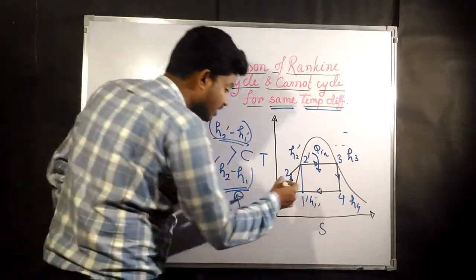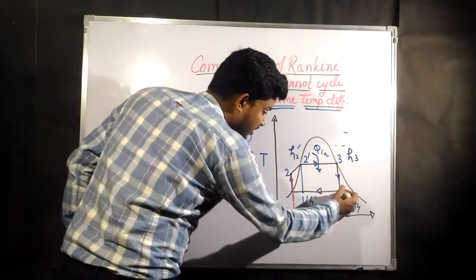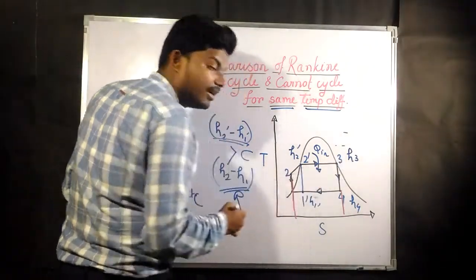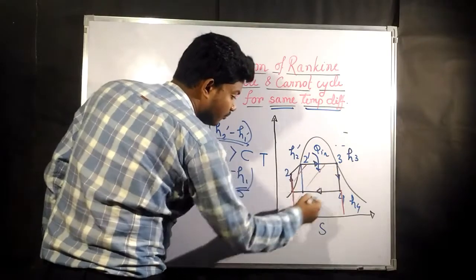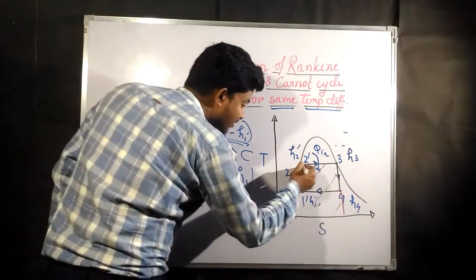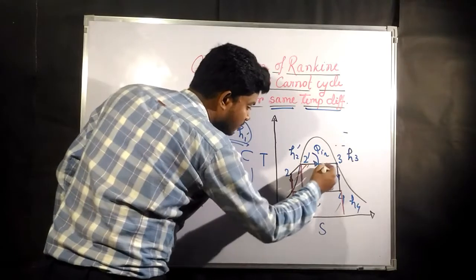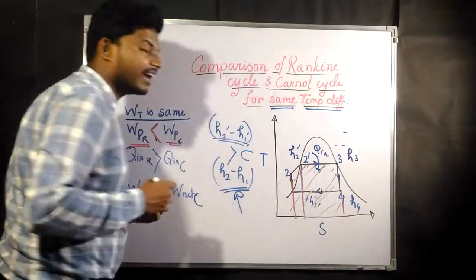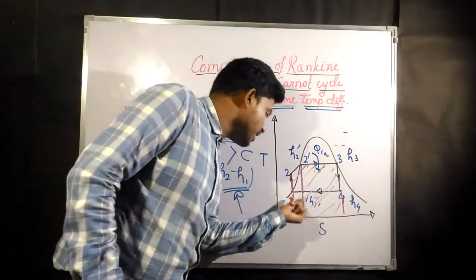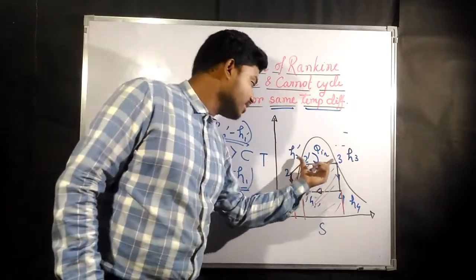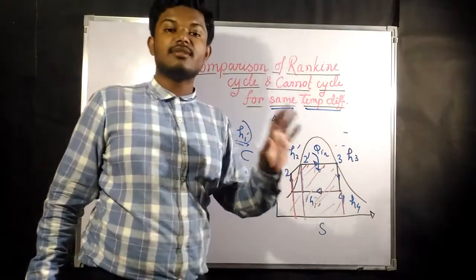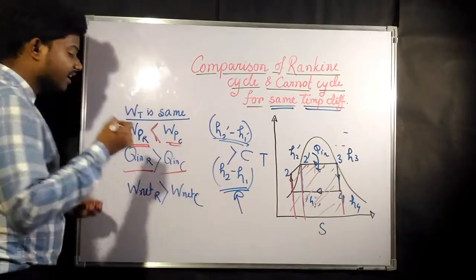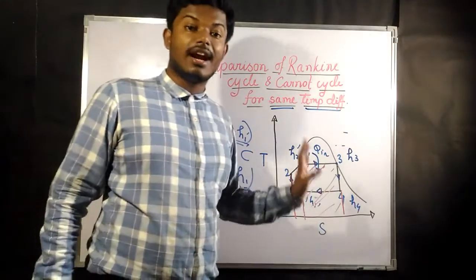Now if you project the heat addition process for the Rankine cycle, then up to 2 to 3 it is going to give us the area. So for the Rankine cycle this is going to be the area, whereas if you take the Carnot cycle, only this part is going to be your area. This part is extra for the Rankine cycle, otherwise this covers the heat addition process for the Carnot cycle. That means the heat addition in the Rankine cycle is greater than the heat addition in the Carnot cycle.